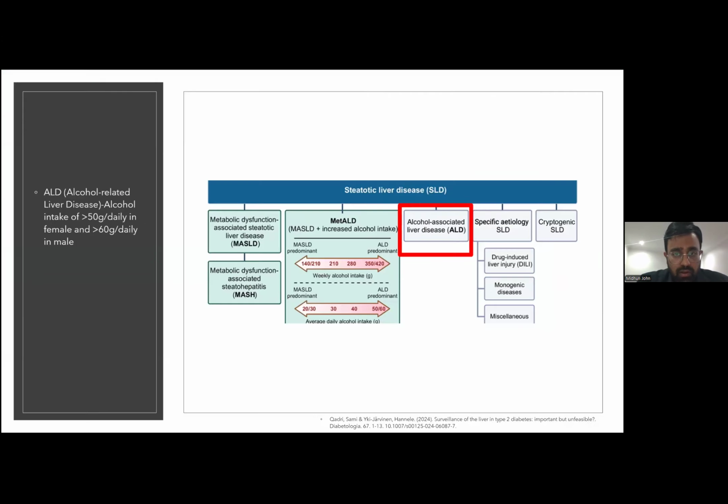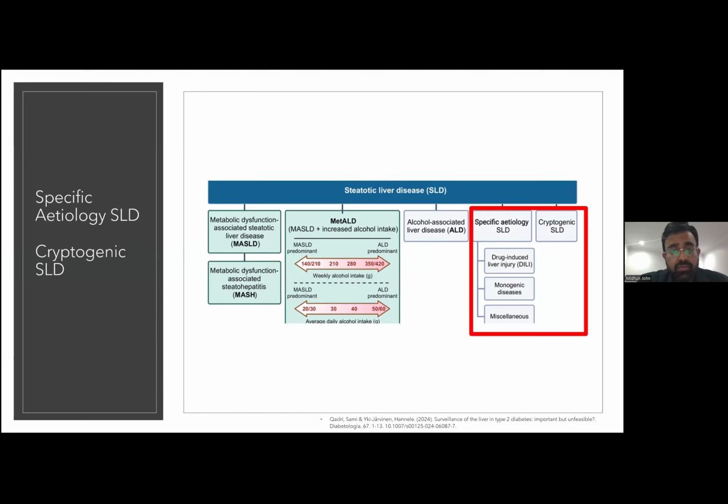The first one is alcohol-associated liver disease. With alcohol-associated liver disease, it's 50 grams daily for females and 60 grams daily for males, and that would term you as alcohol-associated liver disease. Then you have the specific etiology steatotic liver disease, as well as the cryptogenic SLD. I'm not going to go too much into this for now because that itself is a presentation on its own, but I'm just trying to highlight that this does exist.